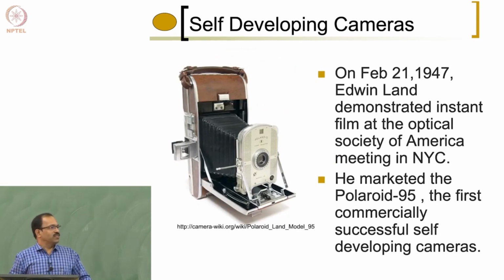Then we got the self-developing cameras. So now again it is coming back. That is, you click and you get the photo. In 1947, Edwin Land demonstrated instant film at the Optical Society of America meeting in New York, and he marketed the Polaroid 95, the first commercially successful self-developing camera. So Polaroid was the first commercial camera which could actually do self-developing images.